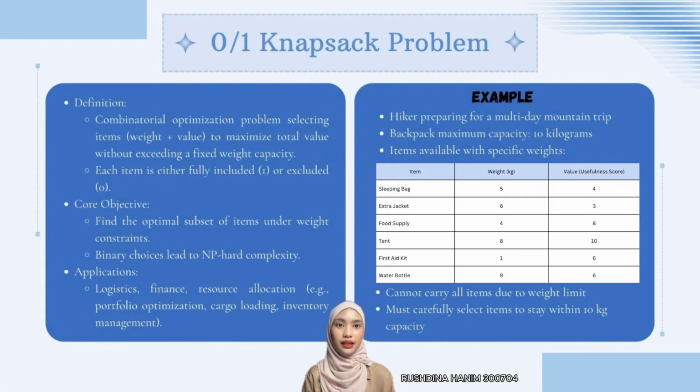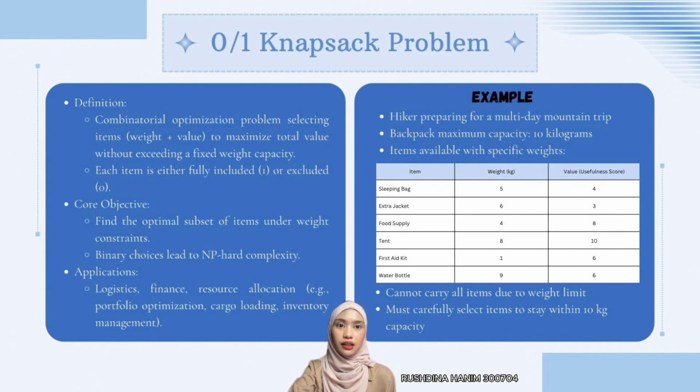Hi, my name is Rushdina Hanim and I will begin our presentation by introducing the 0-1 knapsack problem. In this problem, we are given a set of items, each with weight and value, and we are asked to determine the best combination of these items to maximize the total value without exceeding the fixed weight limit. The 0-1 part means each item must be either fully included in the selection or completely excluded, so there is no splitting of items. This type of binary decision making leads to exponential complexity, making it what we call an NP-hard problem. In simple terms, NP-hard problems are problems that are difficult to solve efficiently.